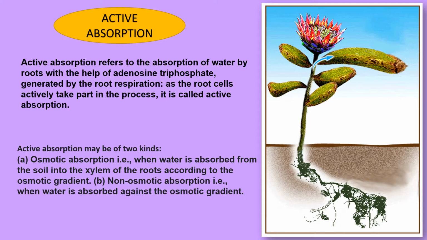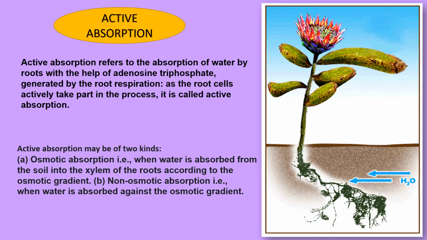Active absorption may be of two kinds. Osmotic absorption, that is when water is absorbed from the soil into the xylem of the roots according to the osmotic gradient, and another one is non-osmotic absorption, that is when water is absorbed against the osmotic gradient.